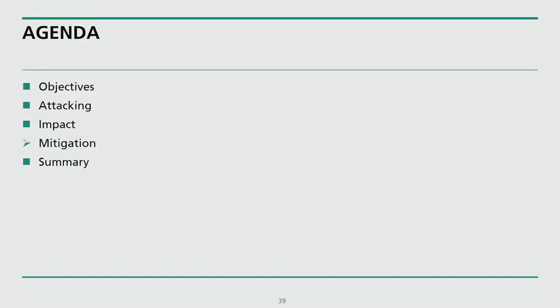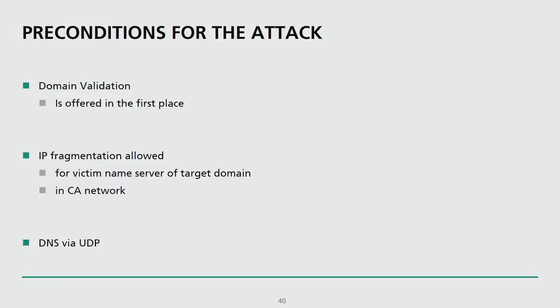All right, doesn't sound good. How could we prevent this, or at least make it harder? Let's first have a look at the preconditions of the attack. We exploited domain validation, so this needs to be offered in the first place. We did an IP fragmentation attack, so IP fragmentation needs to be allowed, both in the victim name server of the target domain, as well as in the certificate authority's network. And also, we targeted DNS via UDP.